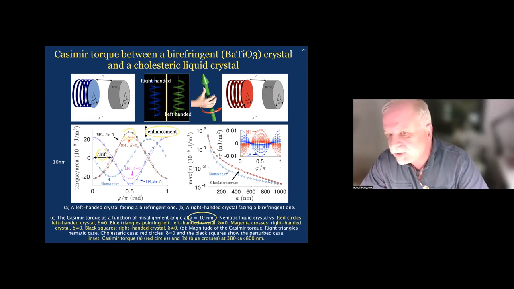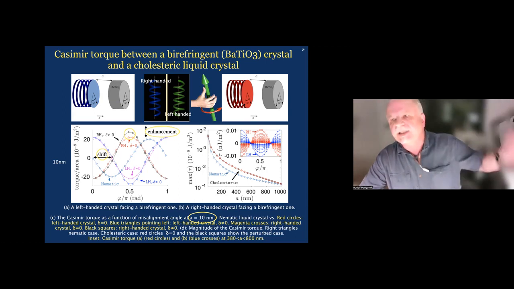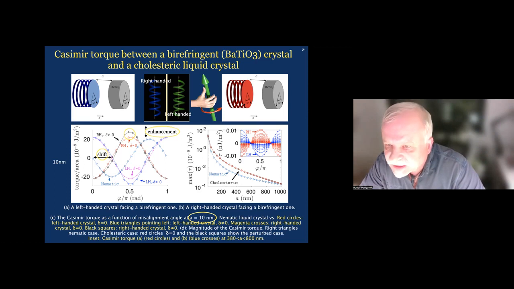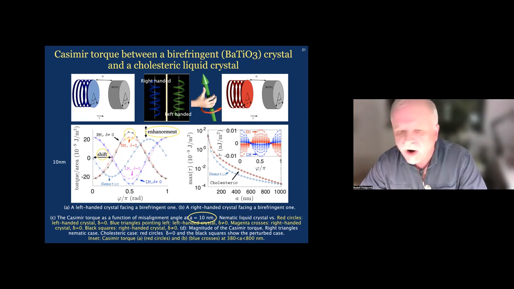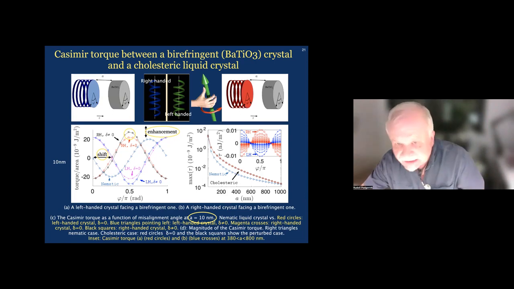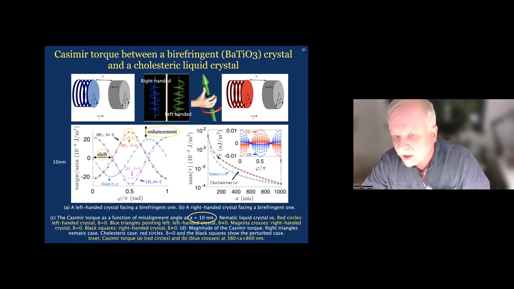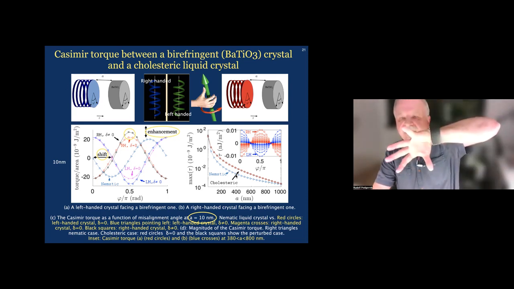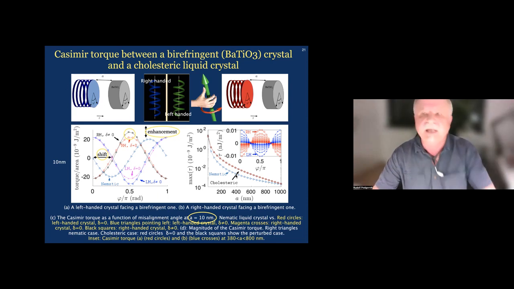On the right, you see how the torque varies with the separation between the cholesteric liquid crystal and the barium titanate. So the highest curve, the strongest torque, is for small separation, like 380 nanometers, and the smallest one is for 800 nanometers. Plus, on top of that, you see that the torque for the cholesteric system, for the chiral system, decays slower than for the nematic system. So this is anisotropic crystal and a cholesteric liquid crystal.